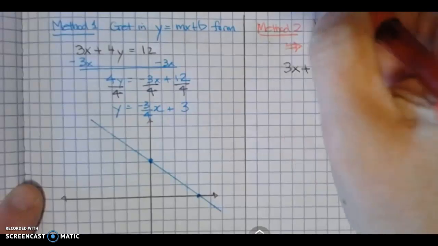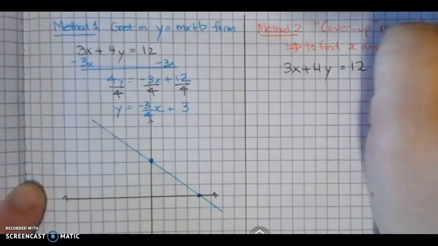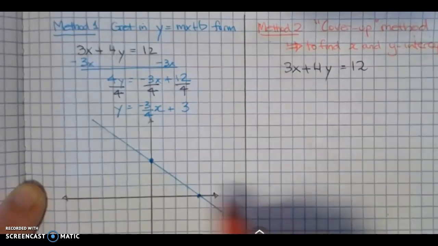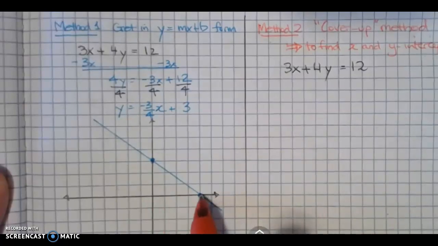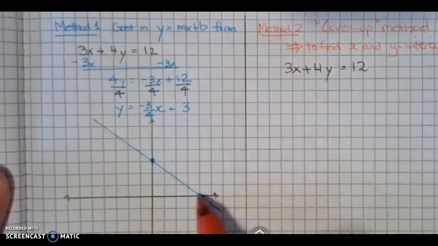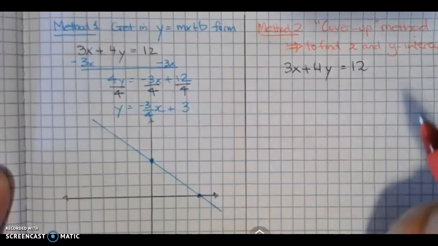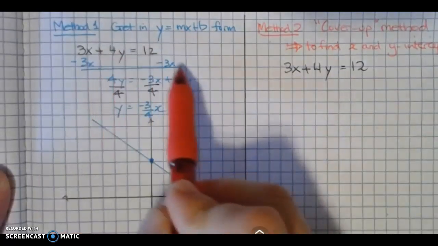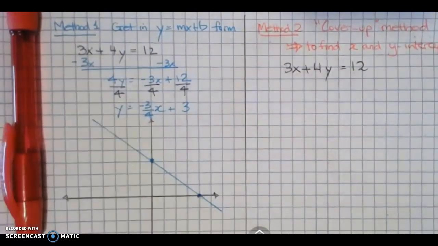So the goal of this method is to find the x and y intercepts. That means from this graph, we're talking about finding the x-intercept and the y-intercept. Once you have the x-intercept and y-intercept, you can just join those 2 points. So let's do this with 3x plus 4y is equal to 12. It's the same problem as the method that we did with y equals mx plus b.